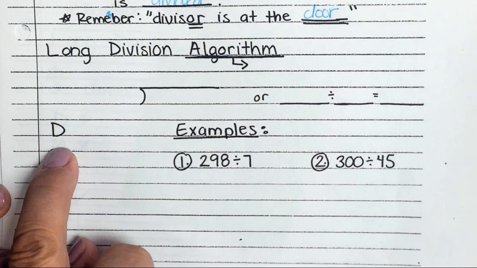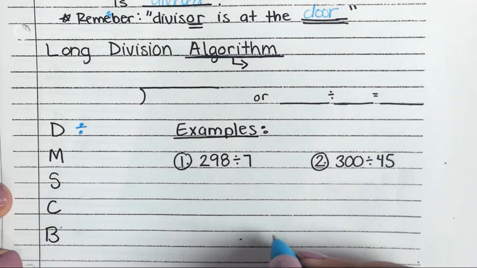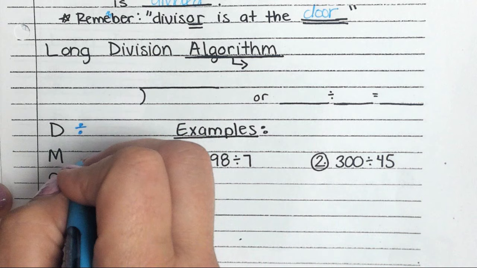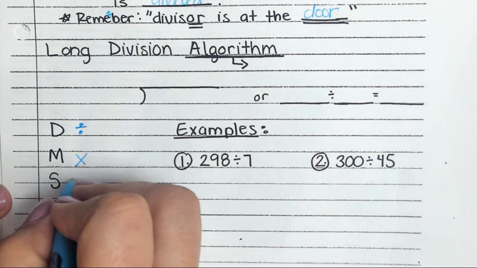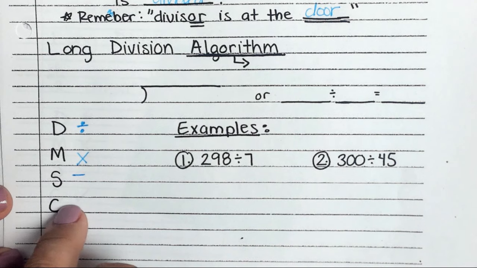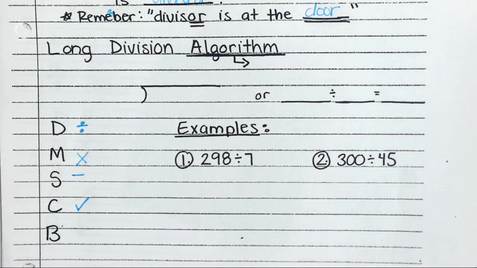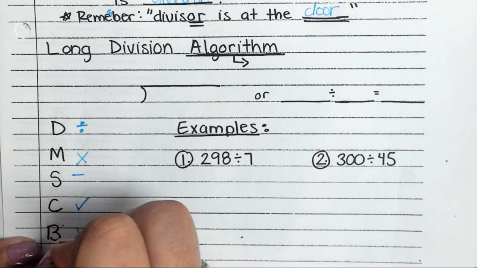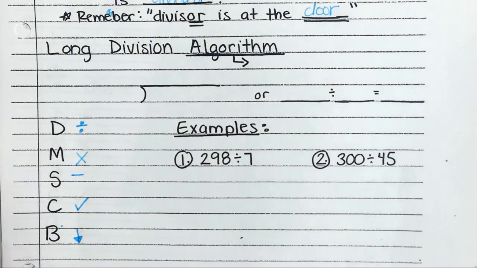But we all know the D stands for division. The M stands for multiplication. S, subtract. Alright, what about the C? Check. It stands for check. And we'll talk a little more about that in just a minute. And then finally, bring it down, or bring down. Okay? So we have divide, multiply, subtract, check, and bring down.